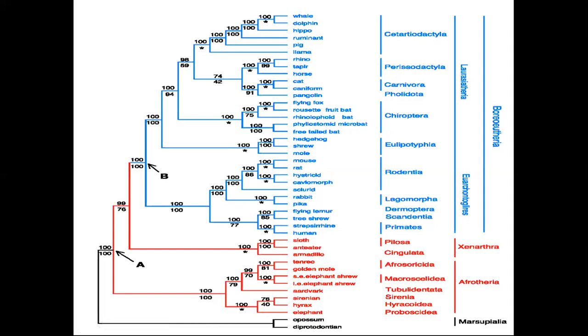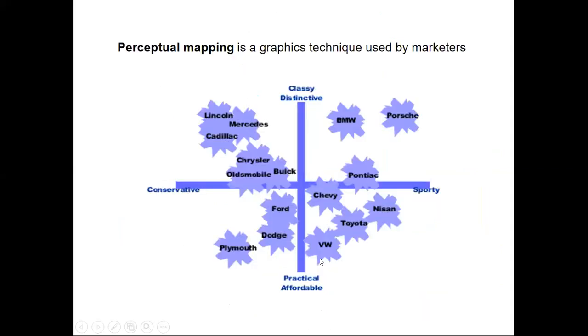Here, this red one is one cluster. In this cluster, these are the animals: tenrec, golden mole, etc. These are the animals which have fallen into this particular cluster. So this sort of natural classification can be done.